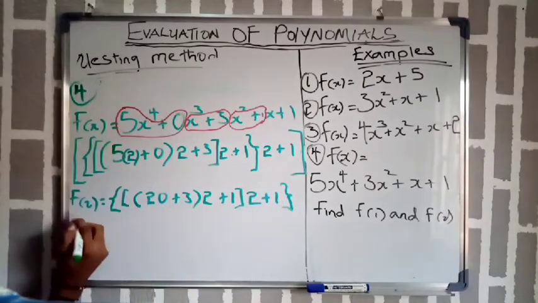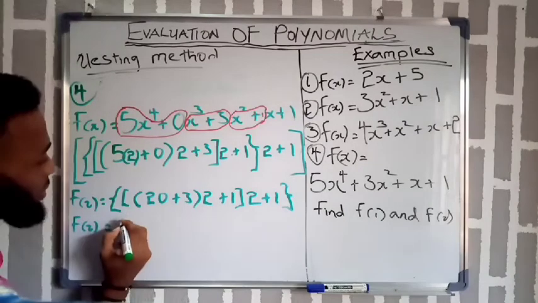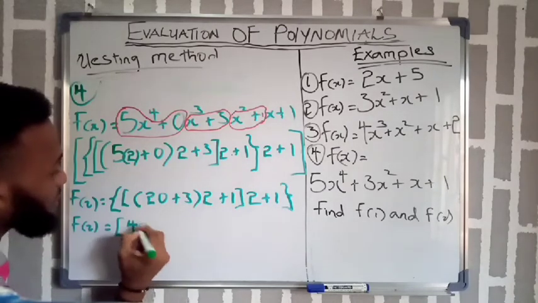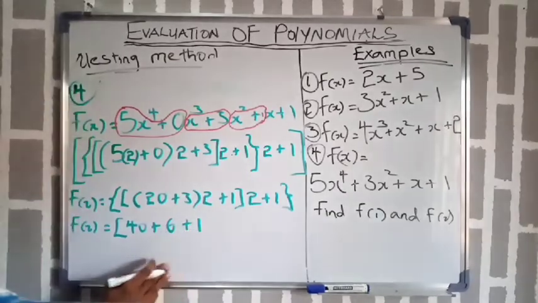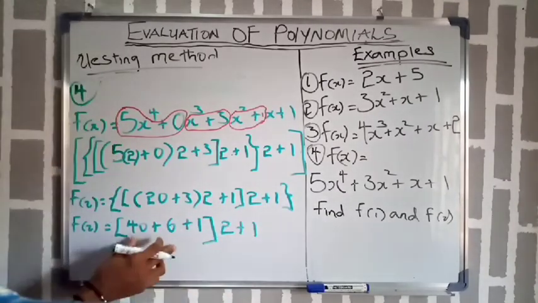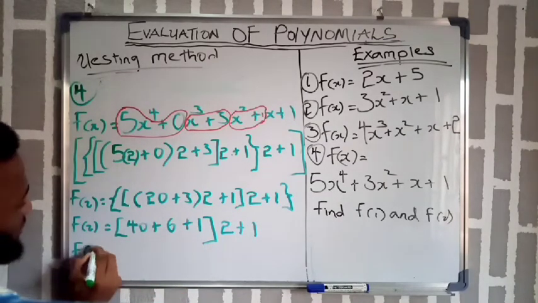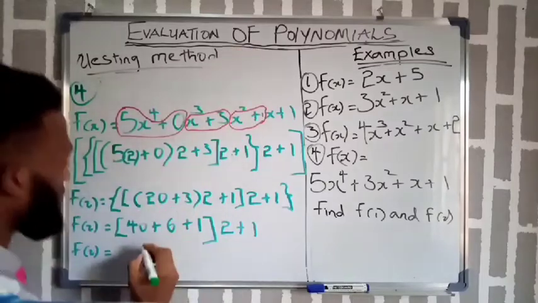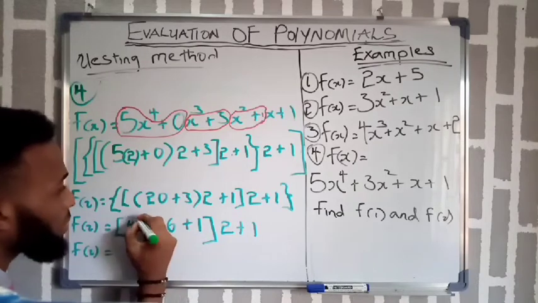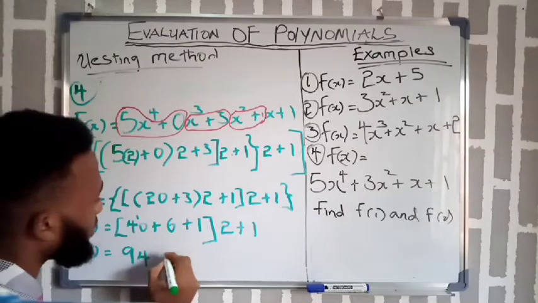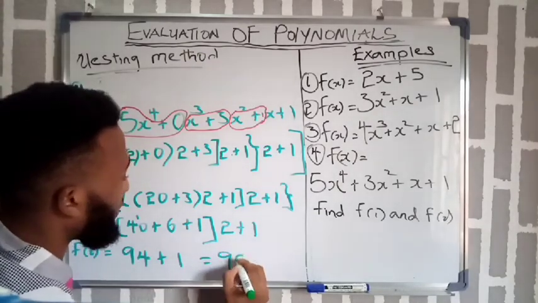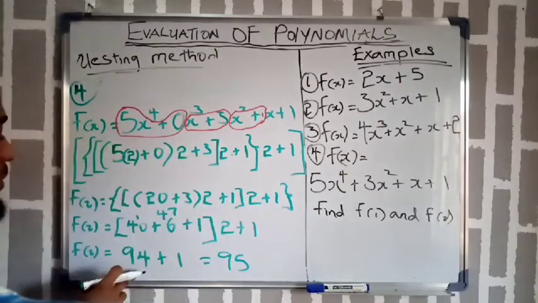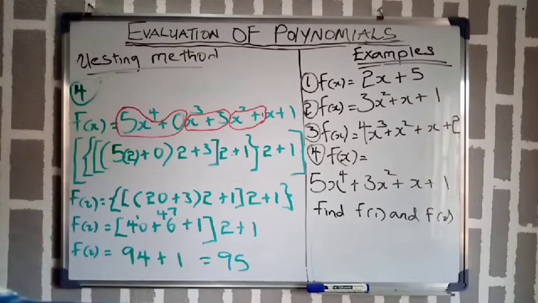Now 2 will come in. Instead of 2, this becomes 2 in everything here. That's 40 plus 6 plus 1. Then this is 2 plus 1. 40 plus 6, that's 46 plus 1, 47. F of 2 is 47 multiplying 2 now. 47 multiplying 2 is 94, and 94 plus 1 is equals 95. I summed up this, made it 47, then multiplied it with 2. That's 94. Then 94 plus 1, that's 95. That's the answer for example 4.